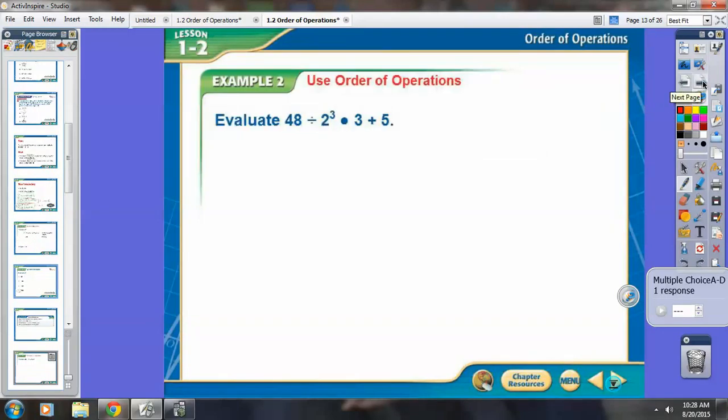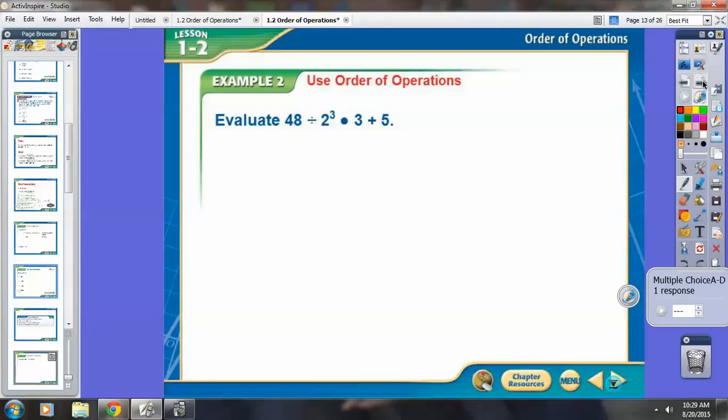Alright, so just a few minutes ago we talked about those order of operations. We're going to put those to use at this point. This is the first example we're going to go through together. So if you would copy this down onto your notes, please. It reads 48 divided by 2 to the 3rd power times 3 plus 5.